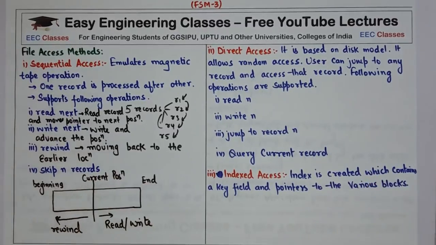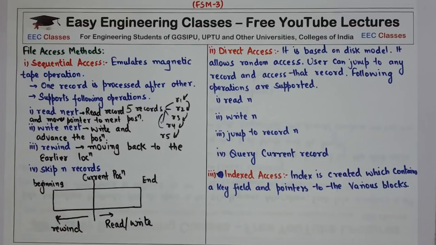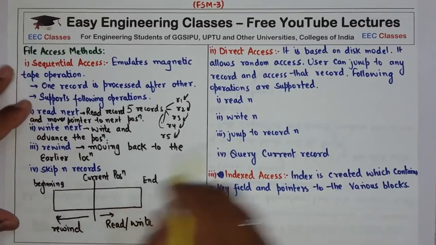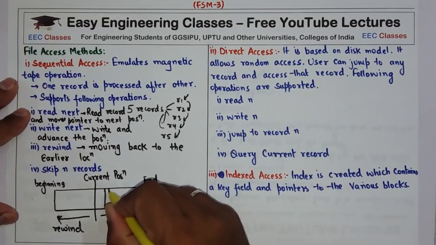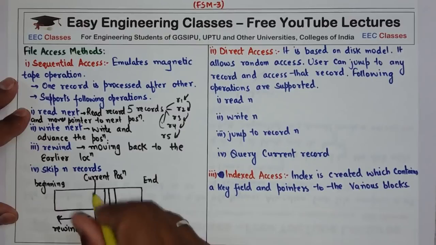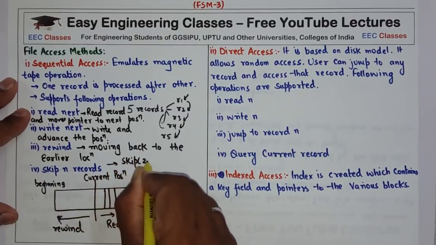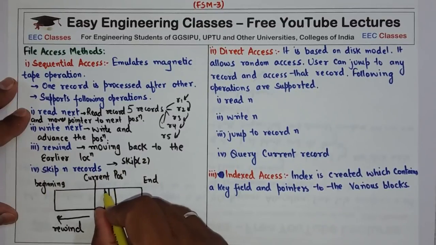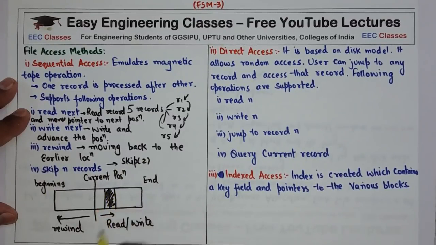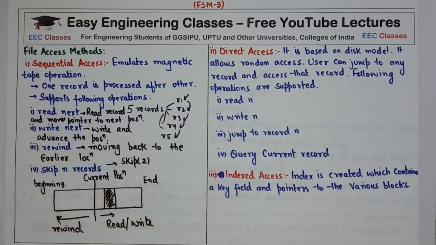Then we have skip n records. It may or may not be supported by the operating system. It means we can skip n number of records. So for example, if there are two records in between like this, and if I am saying skip 2 from current location, and if this operation is supported, then these two locations will be skipped. So this skip depends on the type of operating system you are using. So this is your sequential access.